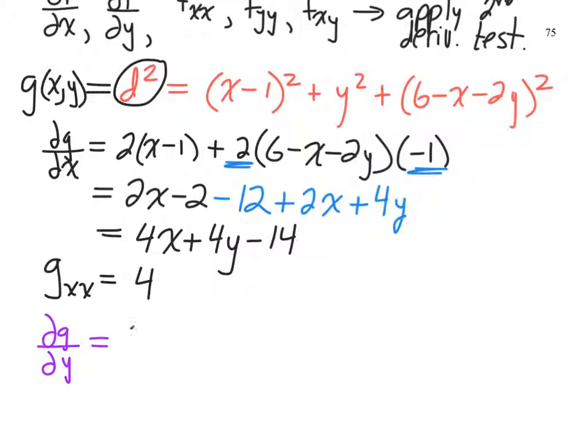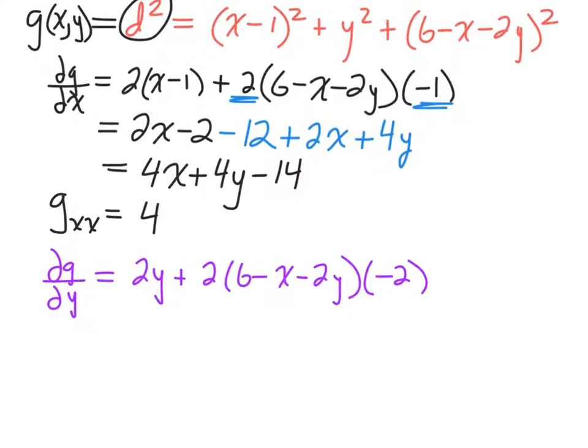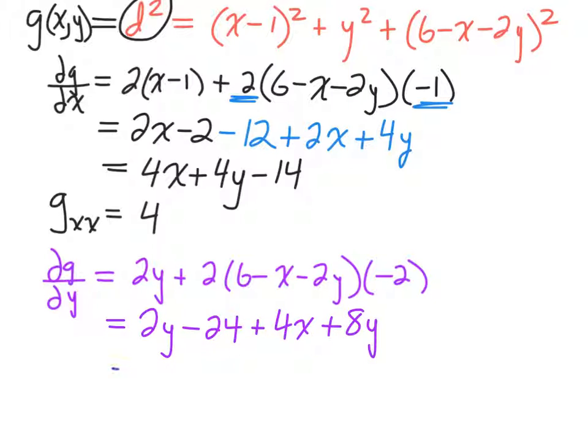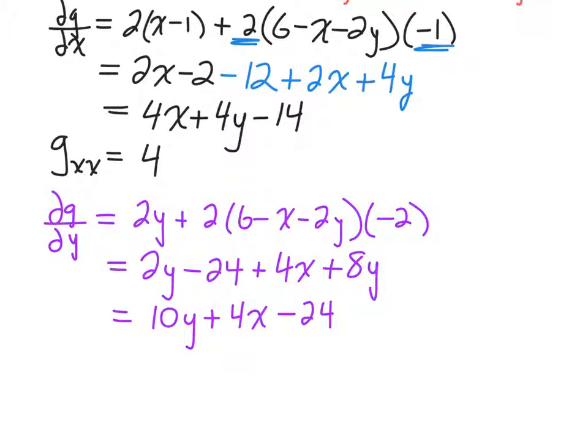First order partial with respect to y, we get 2y plus a lot of the same stuff, 2 times 6 minus x minus 2y, this time times -2. So we're looking at 2y, so that's going to be minus 24, then plus 4x plus 8y. So 10y plus 4x minus 24, barring anything too catastrophic.